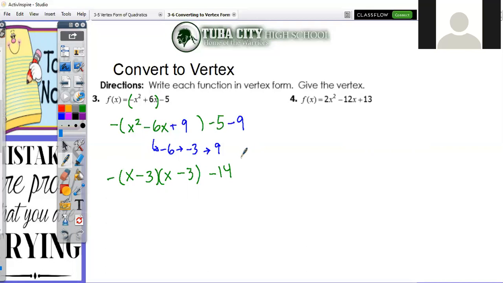negative 5 minus 9. Oh, wait a minute. Weird. Okay. All right, so when we check it, it didn't work out. The vertex is not 14. It was 4 on the graph from Desmos.